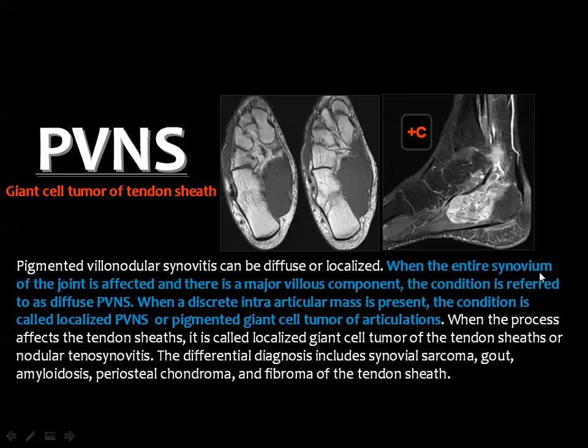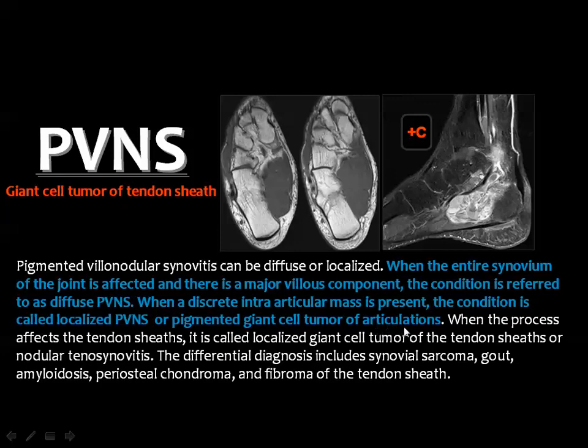When the entire synovium of the joint is affected and there is a major villus component, the condition is referred to as diffuse pigmented villonodular synovitis. And when a discrete intra-articular mass is present, the condition is called pigmented villonodular synovitis or pigmented giant cell tumor of the joint.